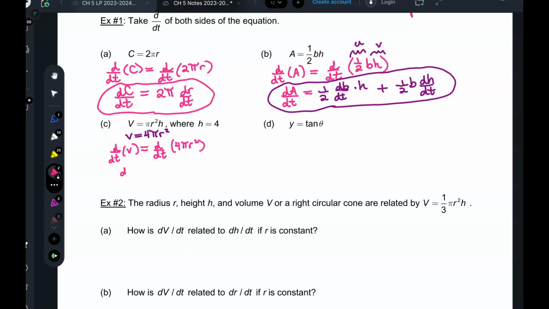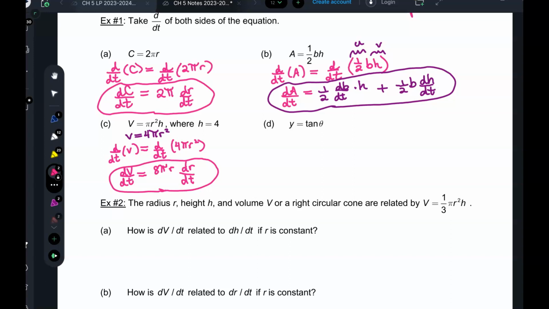Okay, so here we get dV dt equals 8 pi r dr dt. Why would it be 8 pi r? Because it's r squared, so it's the power rule, and 2 times 4 pi is 8 pi. That's the derivative. But then why is it dr dt? Because that's our implicit differentiation.